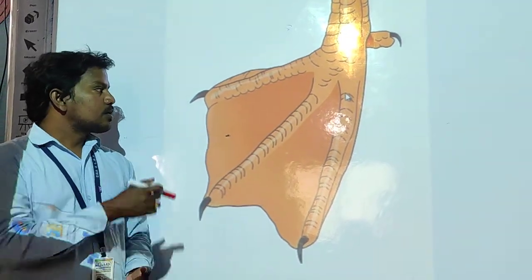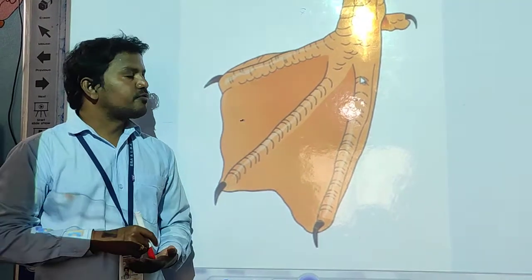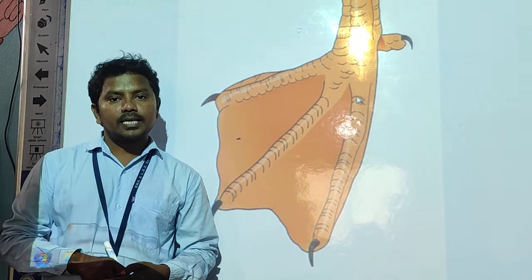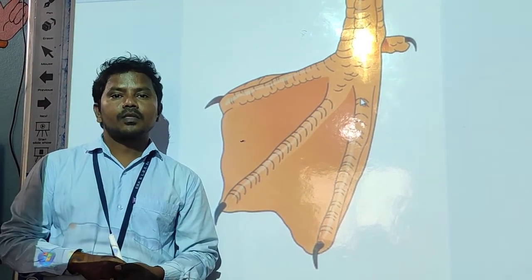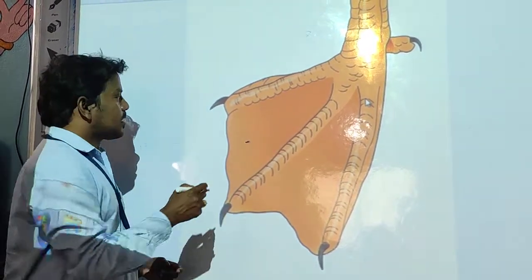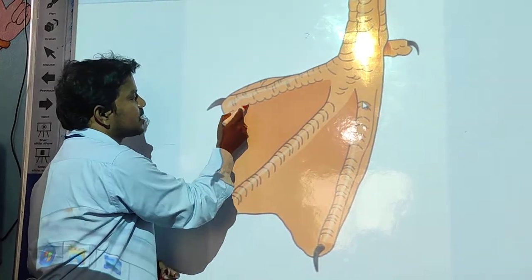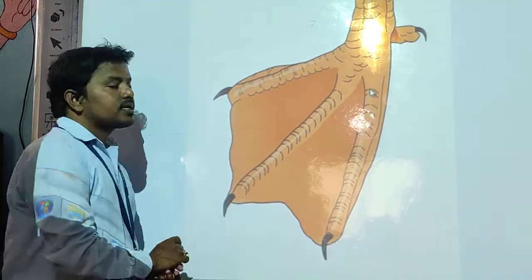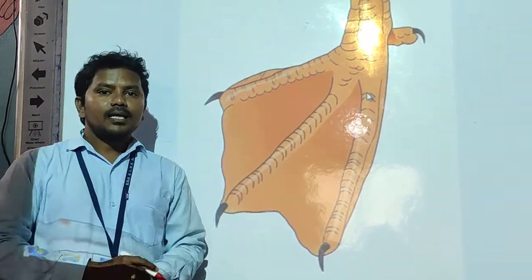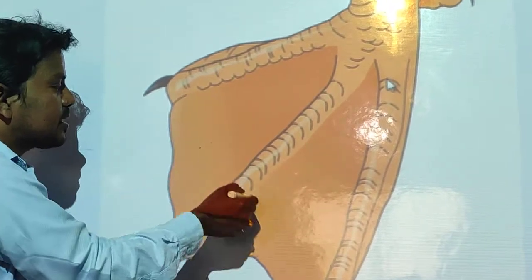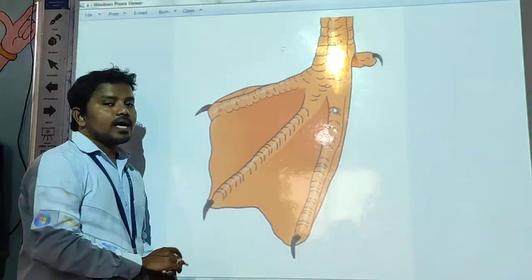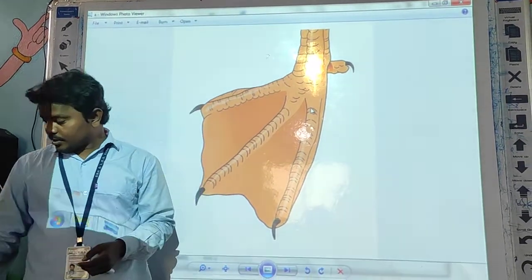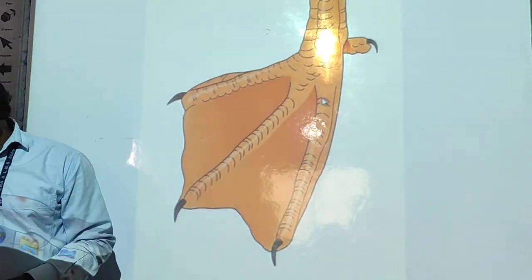Here you have to see the webbed feet. What is webbed feet? Can you tell the definition? Webbed feet. Very good. The skin joined between the toes, between the front toes of a duck, is known as webbed feet. You have to learn this definition, webbed feet.